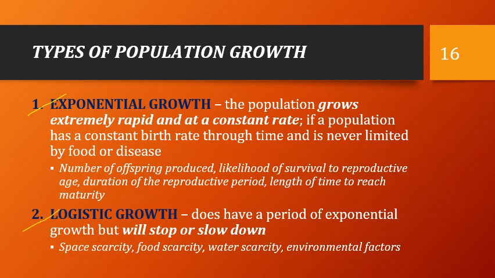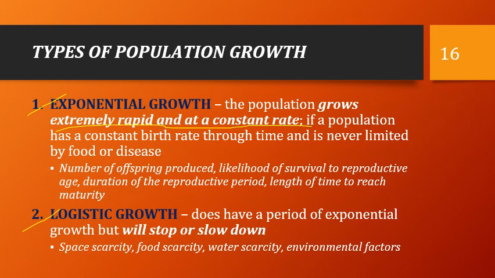So when we say exponential growth, this type of growth occurs when population increases rapidly. Take note of the rapid or extremely rapid increase at a constant rate. If a population has a constant birth rate through time and is never limited by food or disease, of course, the population will increase at a constant rate.